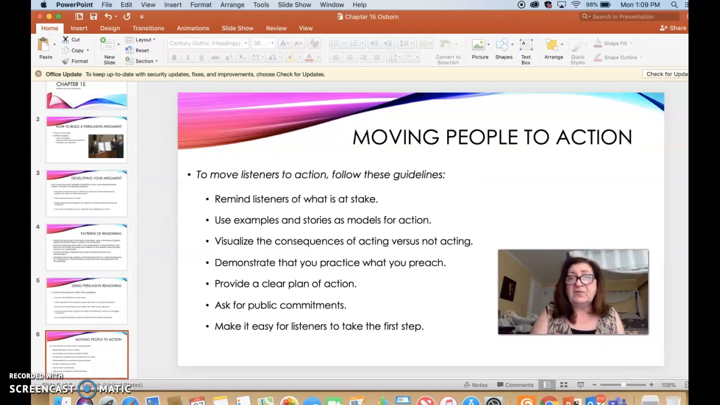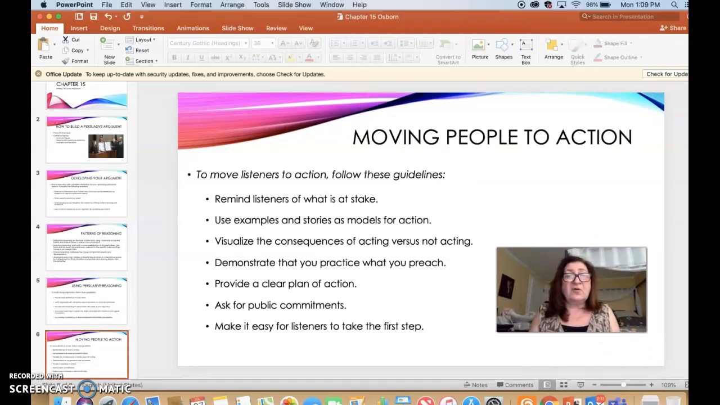How to move people to action. Here are some tips, and this is all straight from the textbook by Osborne. To invite people to act based on your message, here are some guidelines. Remind listeners about what's at stake. Use examples and stories as models for action. Visualize the consequences of acting versus non-acting. So either way, inaction or action can have consequences, and you bring them up, make them vivid.